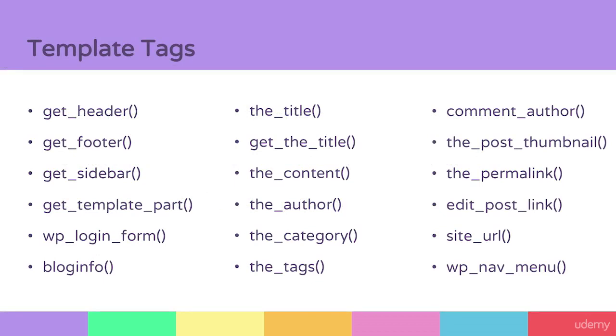And you could see we have some that start off like get_header and get_footer and get_sidebar that are going to pull in different files. We have get_template_part that'll also pull in files. wp_login_form displays a login form. bloginfo will give you all sorts of info about your site, like the URL, the name, the description, the title, get the title, the content.